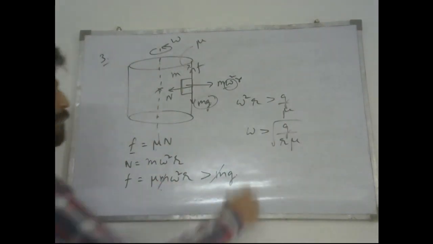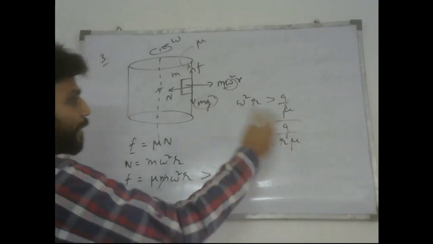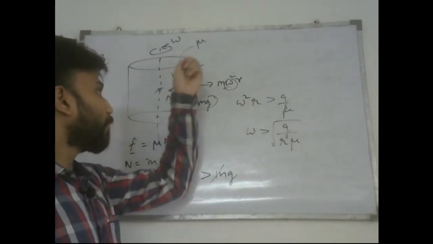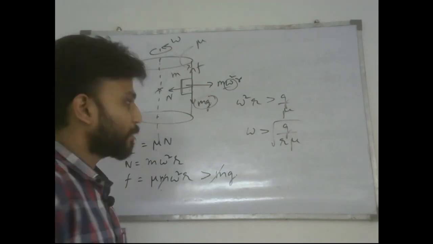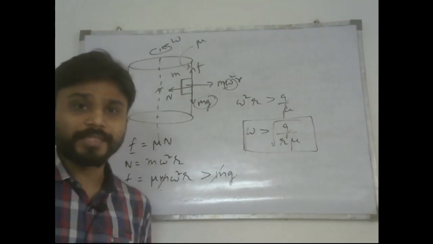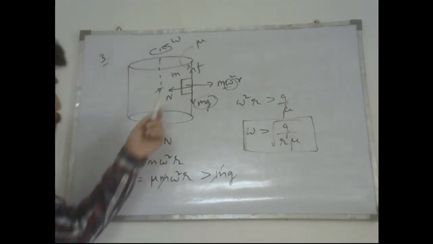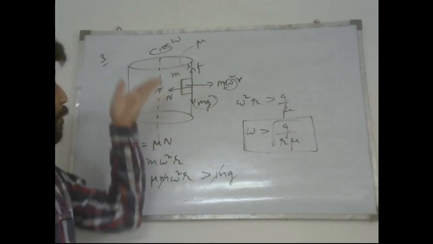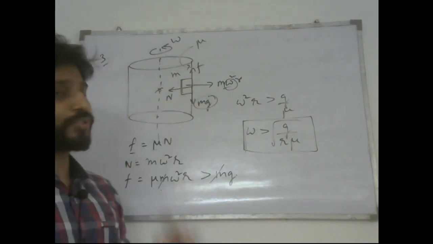So this would be the values of omega for which the block would not slide on the inner surface of the cylinder. This is again one of those questions where we have to evaluate what are the forces acting in cases of circular motion. So normal reaction, friction, gravitational force, what is going to happen? And what friction did is prevent the motion of the block.